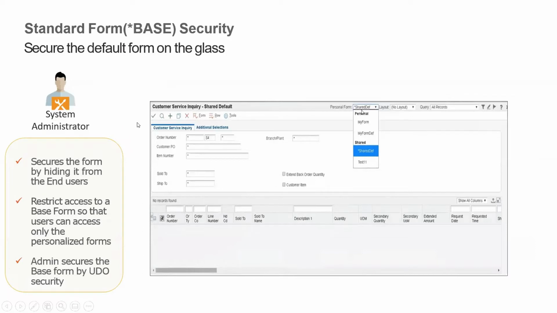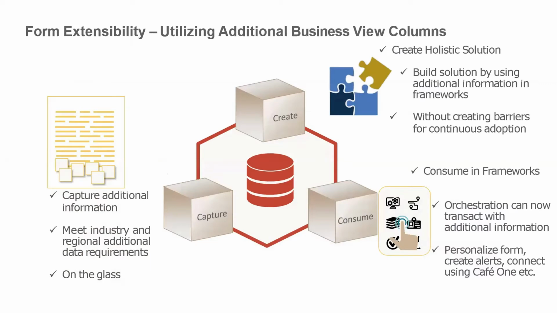So there is additional security by doing this with these user-defined objects. As you create a form personalization or a form extension, you can use user-defined object security to add additional security. Who can get it and who cannot? Who can see different things and who can do different things, you can add that additional security using the UDO security. So you restrict access to the base form so that they can only access a personalized form. And you secure that through the user-defined object security, right?